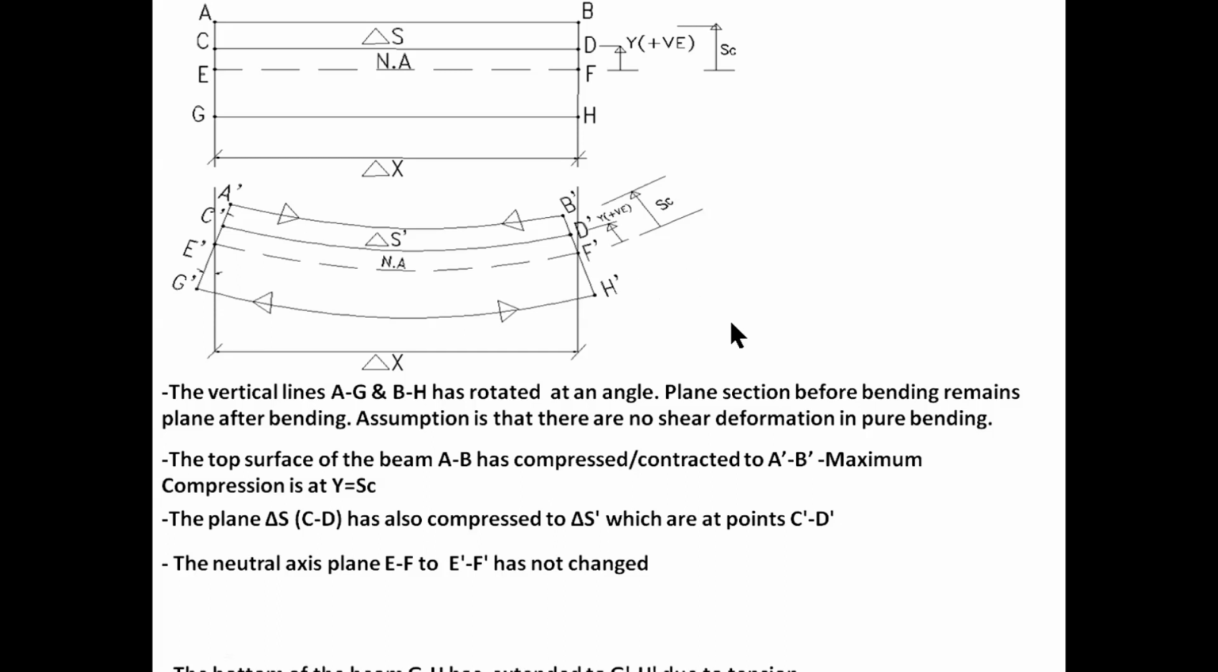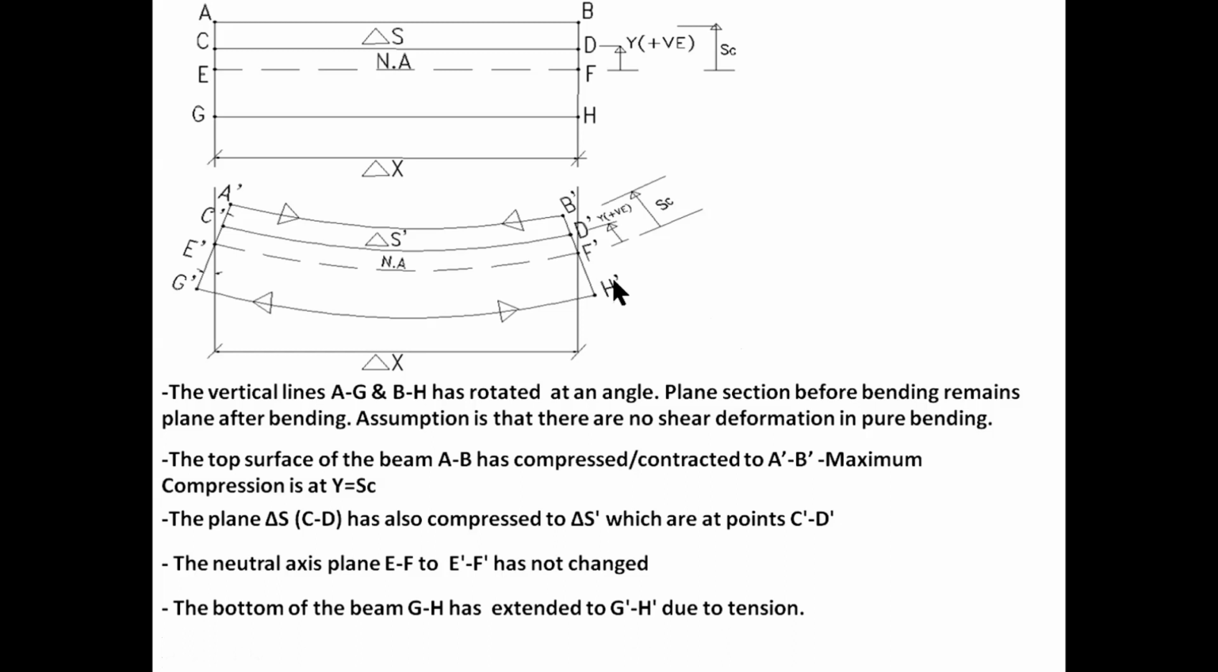5, the bottom of the beam, GH, has clearly extended to G dash H dash due to tension. So any planes below the neutral axis deform by tension, which extends the beam, and any planes above the neutral axis are deformed by contraction due to compression.